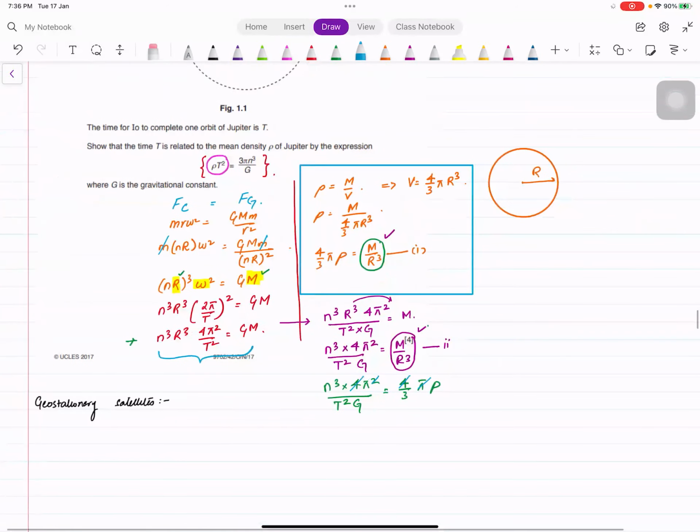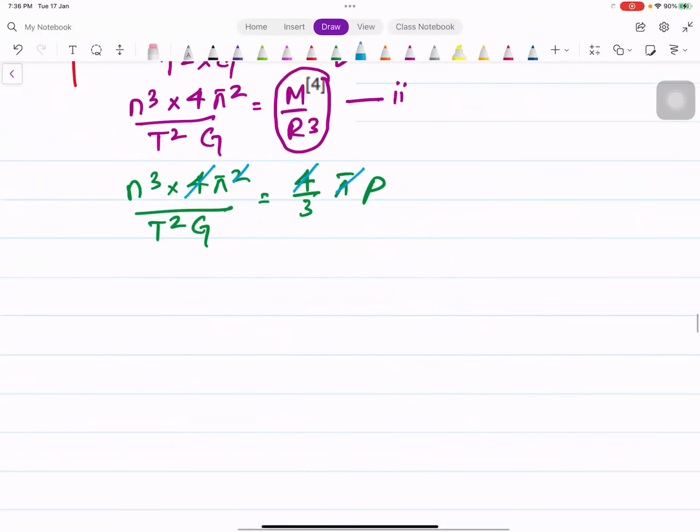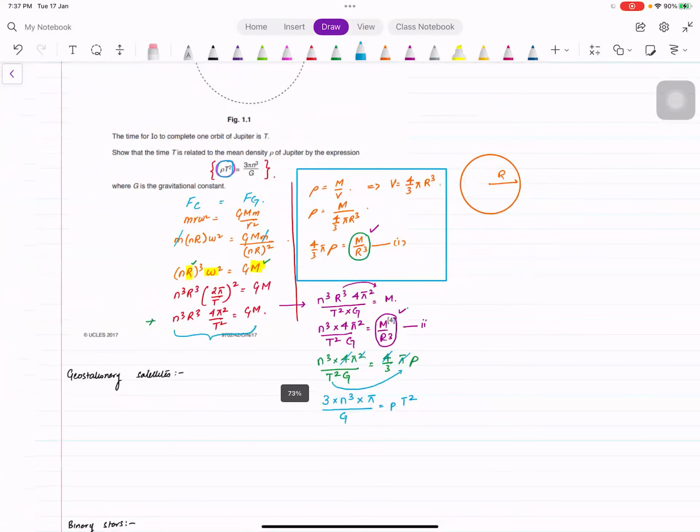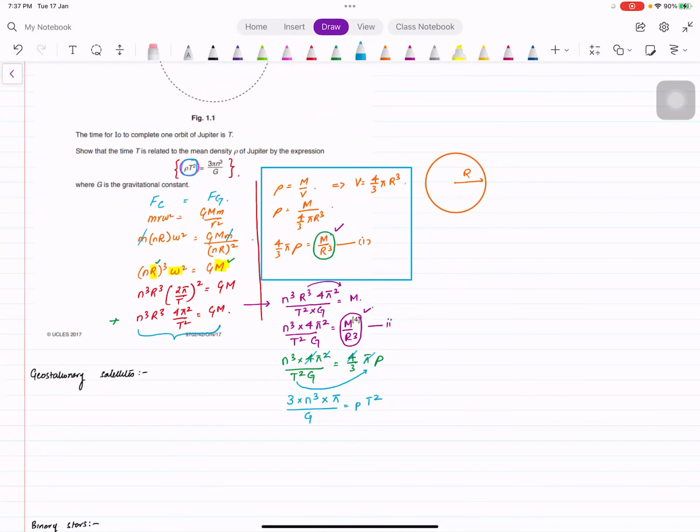And what do you need? You need pt square as the subject. So can I multiply this t right here? And then you leave the g under the fraction, the denominator. So if I do that, and 3 will go there. So can I write it as 3 times n cubed times pi? That's left on the top, right? Divided by g equals pt square. Now check what they have given. 3 pi n cube over g equals pt square. So this is proved. Do you understand?